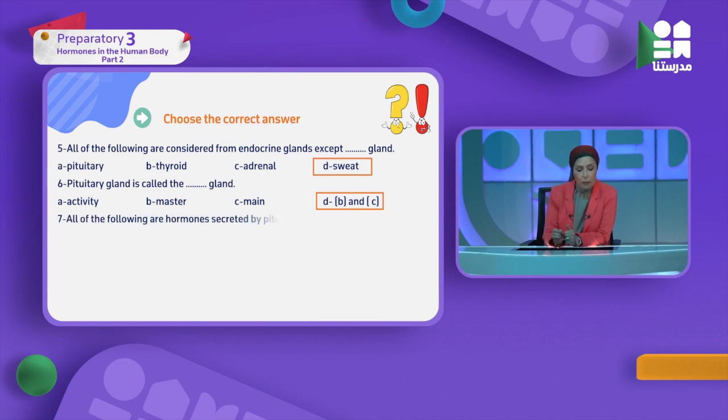You have to focus. Number 7. All of the following are hormones secreted by pituitary glands except.